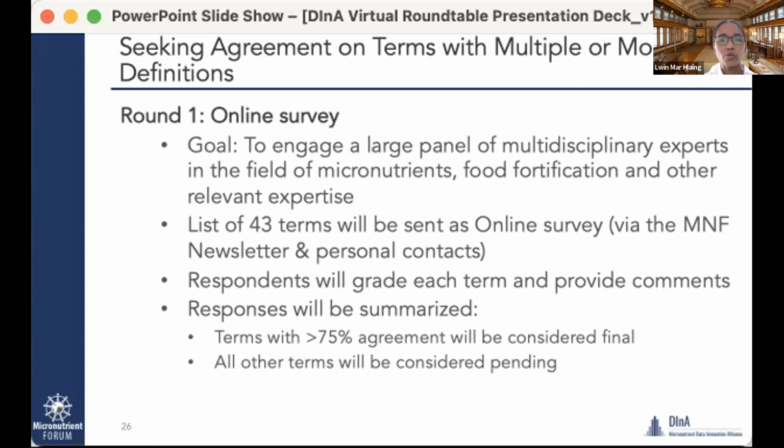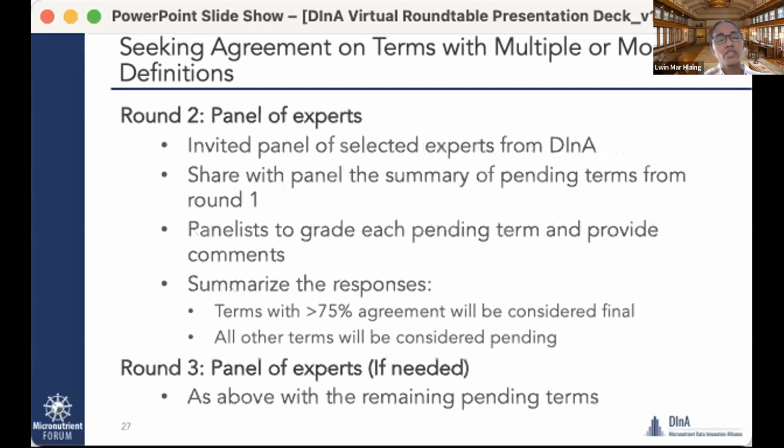And then the responses from round one will be summarized, and the terms with 75% or more agreement will be considered as the final terms for the lexicon, and the remaining terms will be considered as pending. Then next slide, please. Then we will continue with the second round of the panel of experts.